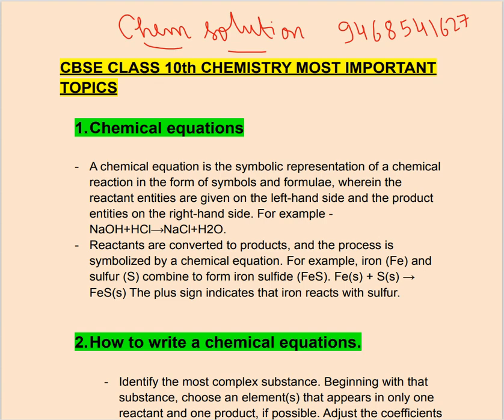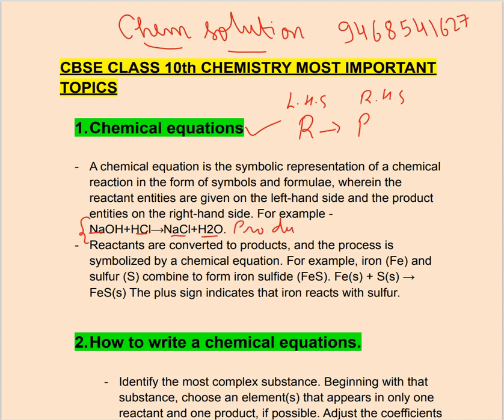Okay, so starting towards the most important topics of class chemistry. First of all, chemical equation. What do you mean by chemical equation? On the left hand side there are reactants that will give the product. LHS is equal to RHS. So we have to write the chemical equation in the form of reactant and product. You can see here NaOH plus HCl, these are the two reactants which are reacting to give NaCl plus H2O, to give the product.